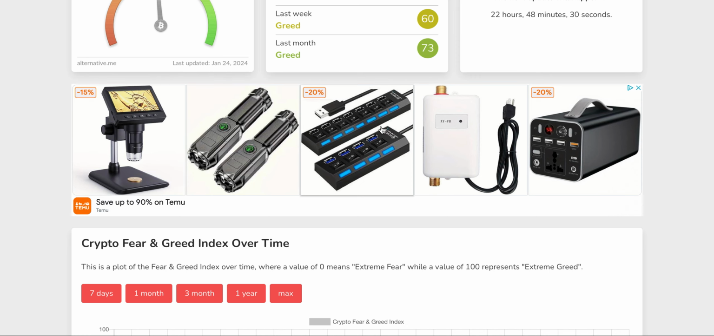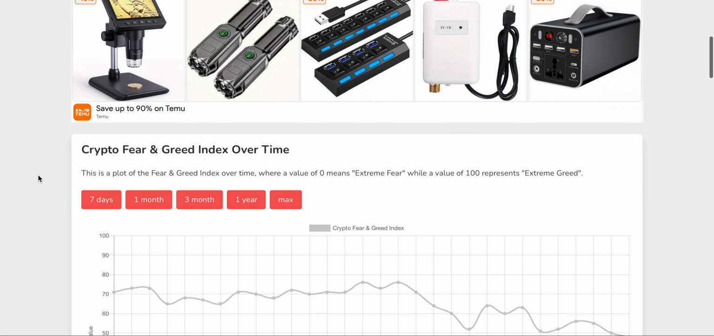Wow, who needs that many USB ports? Someone tell me what this is. I have no idea. It's probably a very obvious answer.